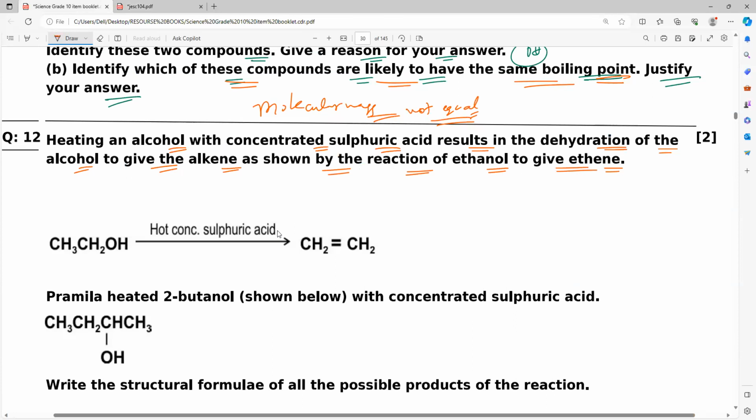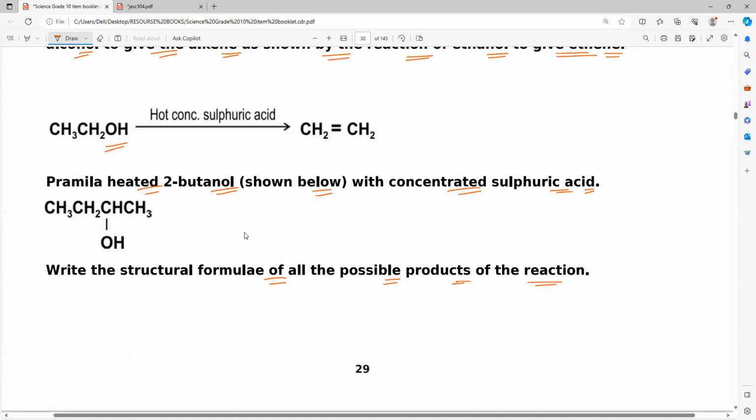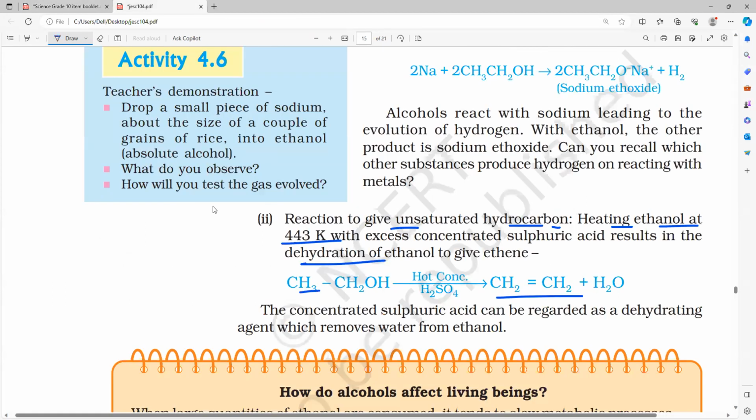Now the same equation. Premila heated 2-butanol, shown below, with concentrated sulfuric acid. Write the structural formula of all the possible products of the reaction. So all of you verify. This is actually CH3CH2OH. What is the name of this one? CH3CH2OH, what is that called? Anybody? What is the name of this one?